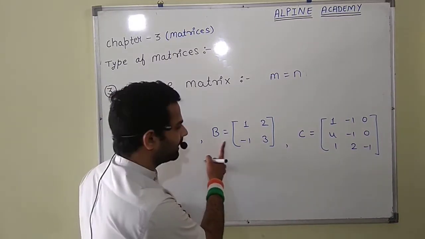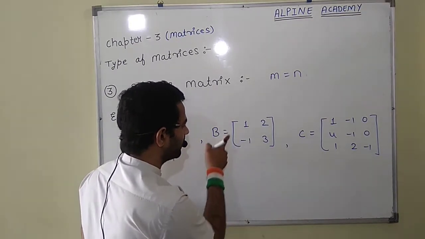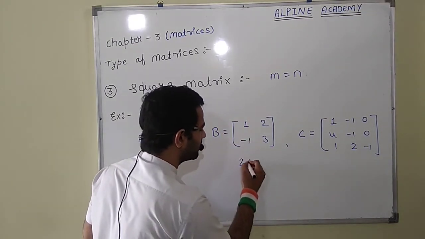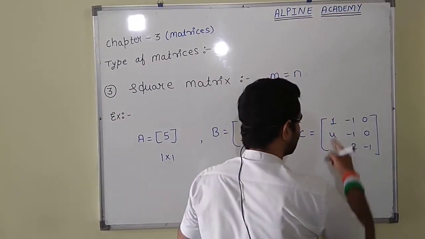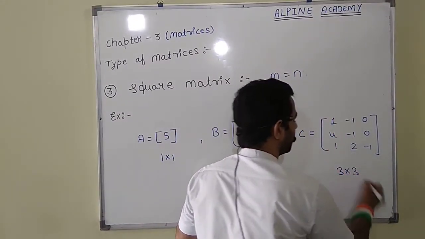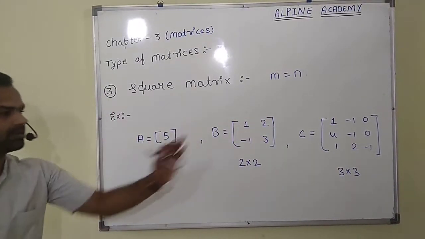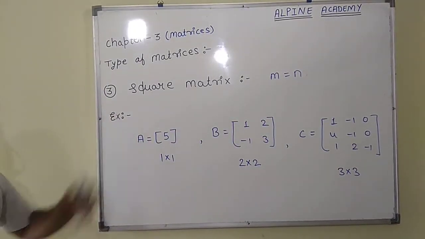Now in the case of B, there are a total of 2 rows, 1, 2, and 2 columns. So the order is 2 cross 2. Again m and n are equal. In this matrix there are 3 rows and 3 columns. So 3 cross 3. All these 3 are examples of a square matrix.